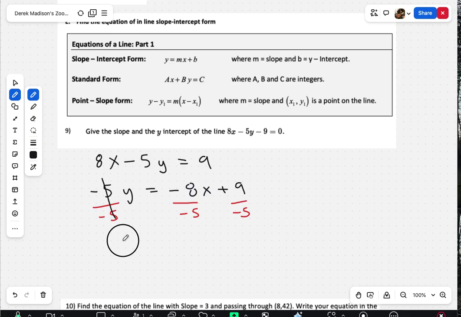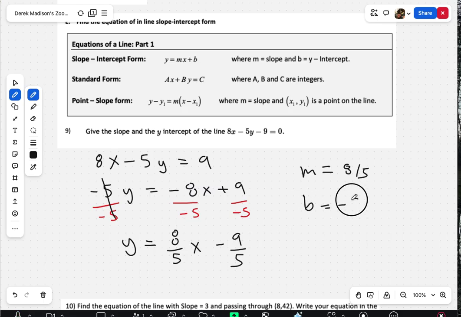So those cancel, and I have y equals negative over negative would make 8/5 x, and then minus 9/5. So my slope for this one would be the value in front of x. That's always going to be our slope when we're in this form. So 8/5. And my y-intercept, or b, would equal the negative 9/5.